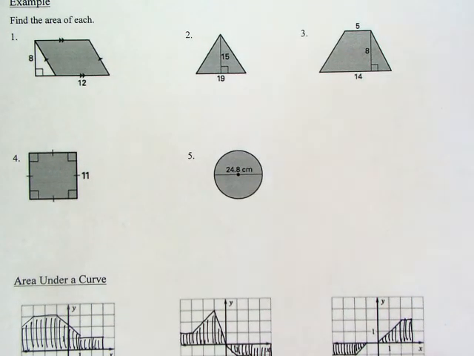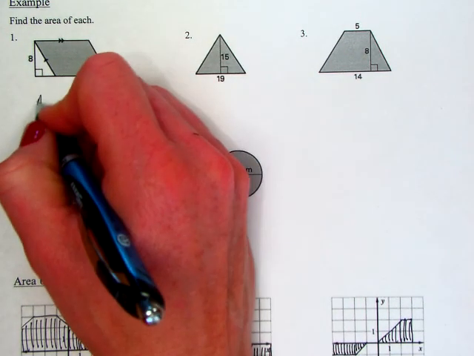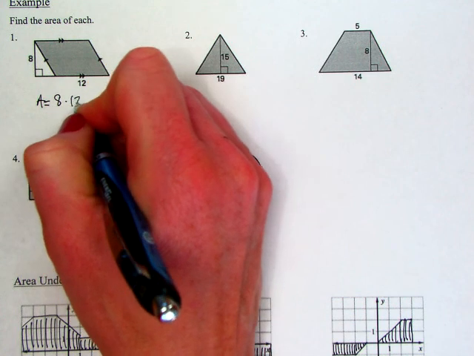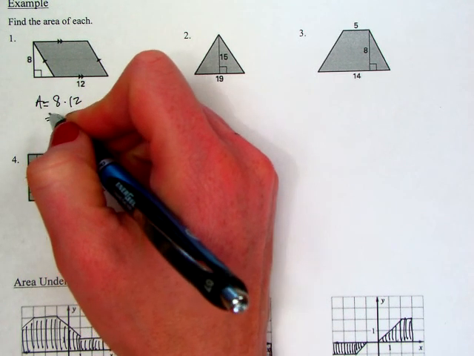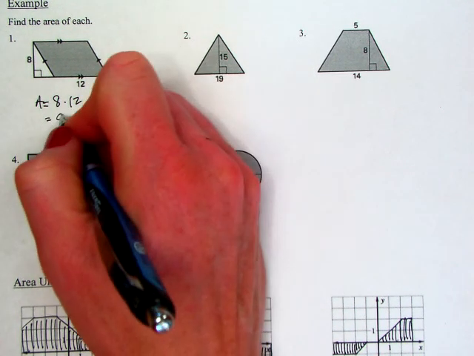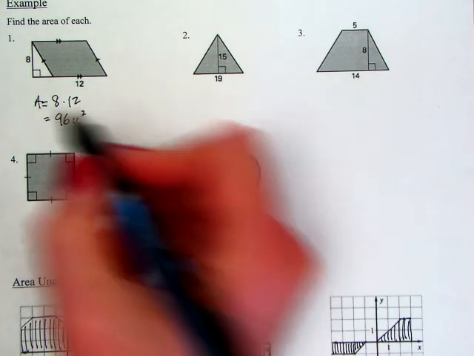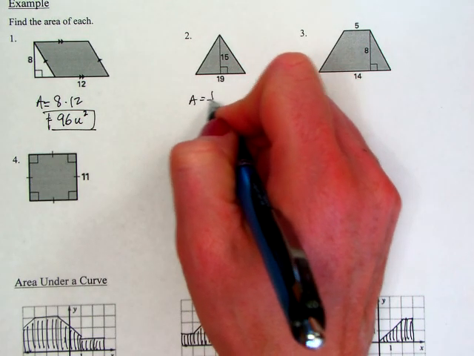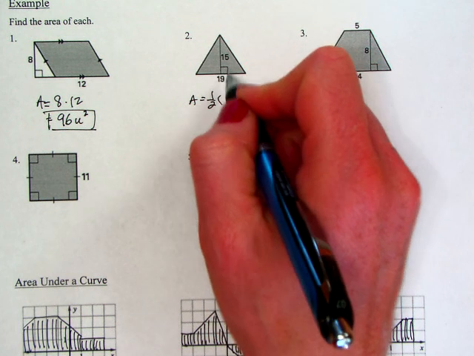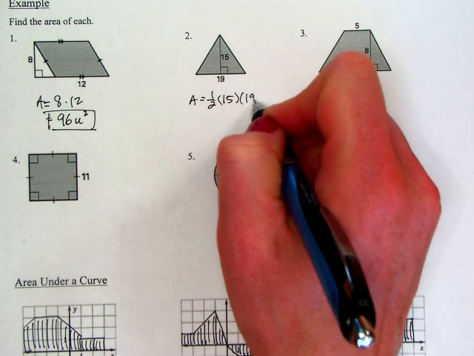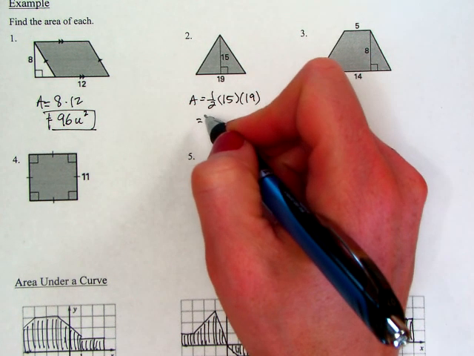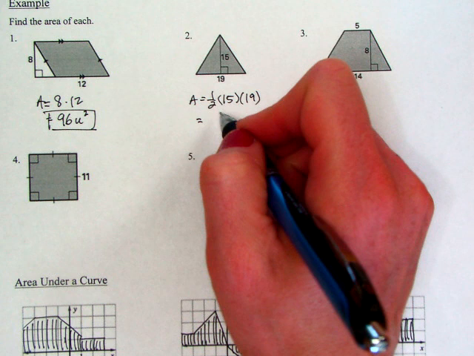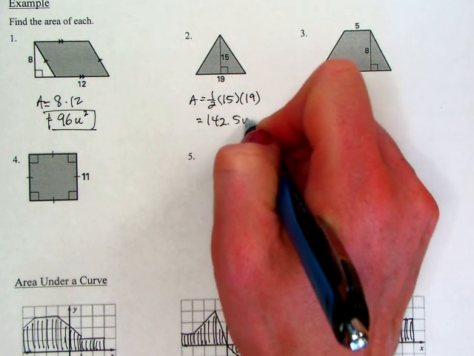First, we've got a parallelogram, so just base times height. 8 times 12. These don't really have units on them, so we'll just go with 96 units squared. Next up, we get a triangle. Make sure that you're doing 1/2 base times height when you do a triangle. The base and the height have to meet at a 90-degree angle. So this is 15 and 19, which would give me 142.5 units squared.